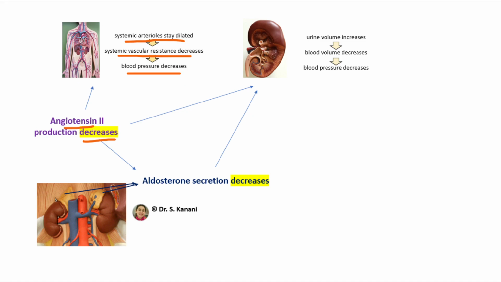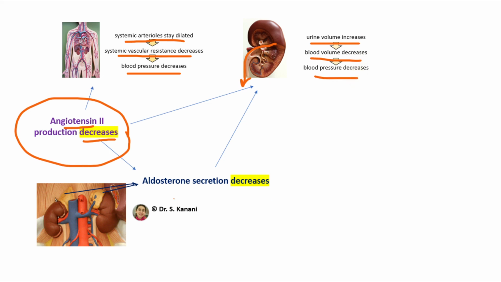Also, we know angiotensin 2 is one of the hormones that impact kidneys and make kidneys not eliminate water. Now that we do not have a sufficient amount of angiotensin 2, the opposite happens. Basically, kidneys eliminate a large volume of water. Basically, the volume of urine increases, and that would lead to a decreased blood volume and a decreased blood pressure.